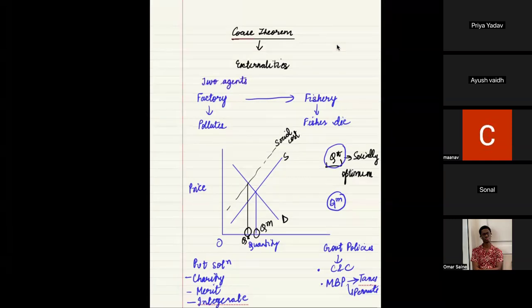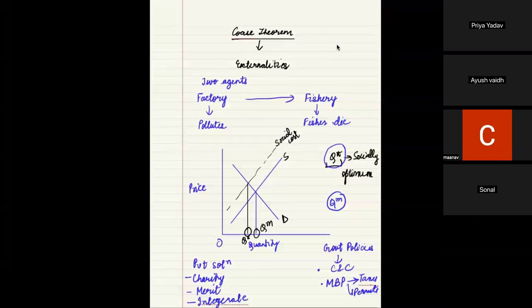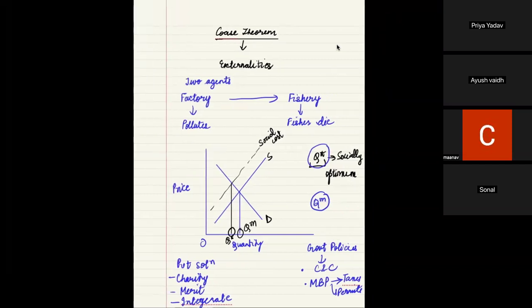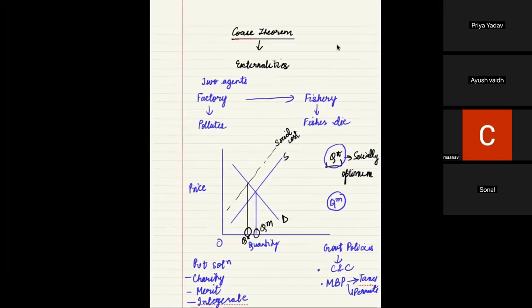What you do is you give the right to pollute either to the factory, this is case number one, or you give the right to the fishery to save air or save water. So these are the two possible options that you have according to the Coase theorem. So what does the Coase theorem say? That if these private players are given the right either to pollute or to save air, if one of the rights is given to them, then automatically Q star will be produced.